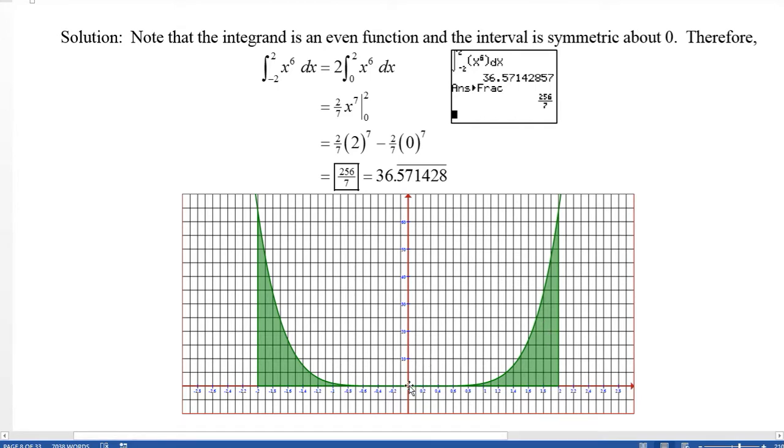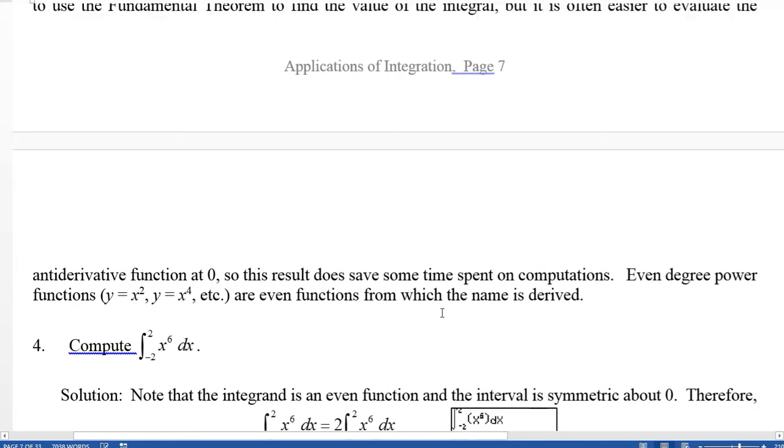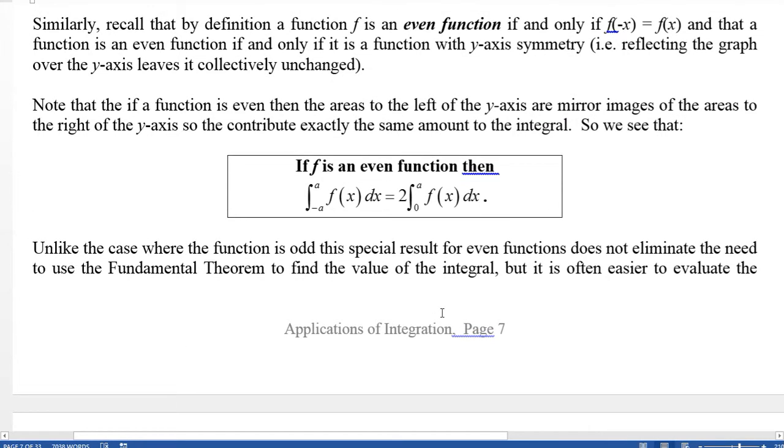So what we can do is we can just say, okay, well, if we just go from 0 out to 2 and just find this part here and just double it. Now, why is that useful? Well, it's useful because when we get our antiderivative over here on the left, we'd have to evaluate our function at both a and at negative a and then subtract.